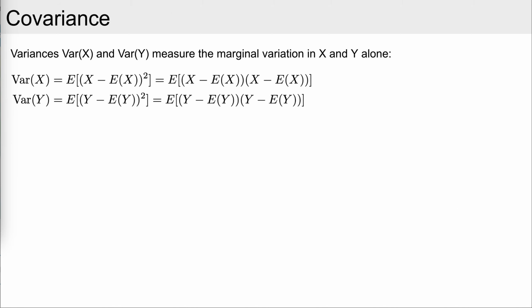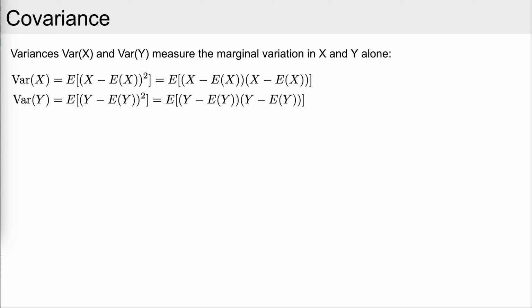To better understand the relationship between two variables x and y, we can measure their covariance. First, recall that the variances of x and y measure the marginal variation in x and y alone. For x, the variance is calculated by the expected squared distance of an x outcome from the mean E(x). The variance of y is calculated similarly.